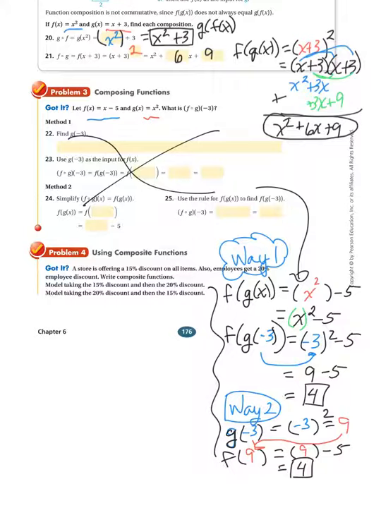Okay, problem 4. A store is offering a 15% discount on all items. Also, employees get a 20% employee discount. Write composite functions. So the first one is the model taking the 15% discount and then the 20% discount.